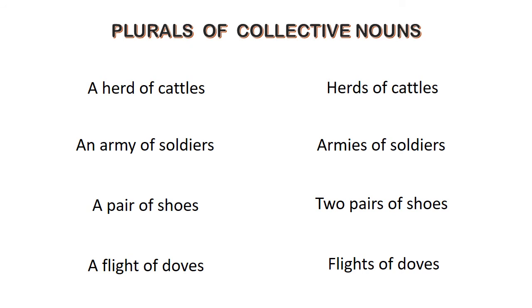We can use numbers in front of a collective noun, 2, 3, 4, like that. A flight of doves. Flights of doves. Children, now you can understand how to form the plural of collective nouns. A herd becomes herds. An army becomes armies. A pair becomes two pairs. A flight becomes flights, like that.